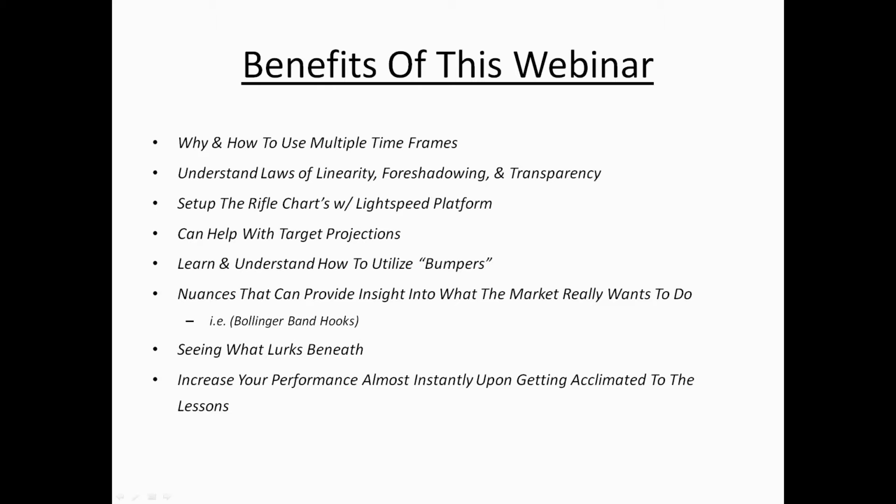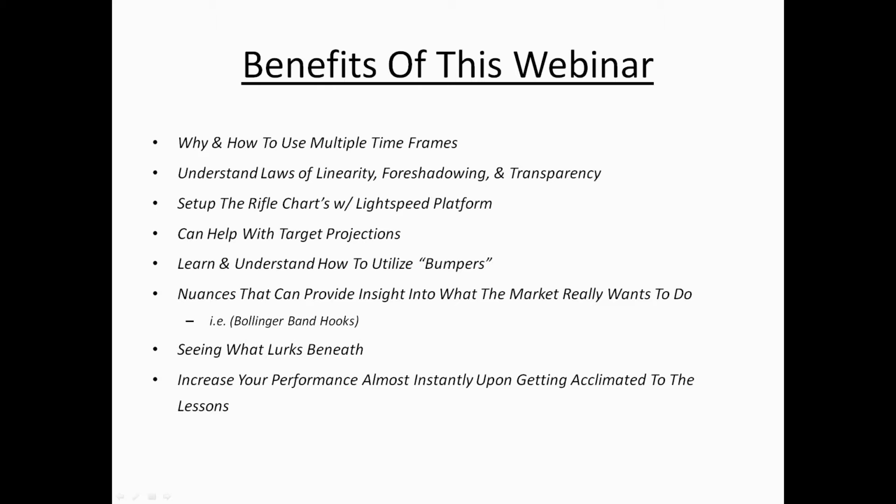Next, learn and understand how to utilize bumpers. Now, I'm going to go over bumpers a little bit later, but bumpers are basically the characteristics of the rifle charts, what the rifle charts consist of. And those are bumpers. Think of bumpers like a pinball machine, right? You have that marble and then it hits those little things and it bounces off. That's what bumpers are on a chart.